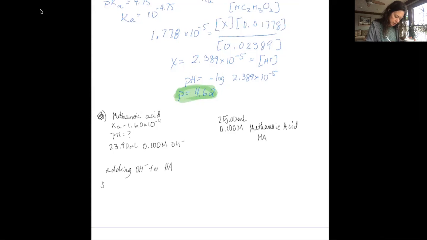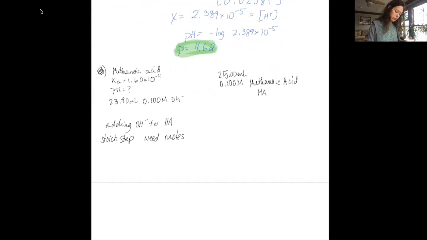We need two steps. We've got the stoichiometry step where we need moles. And we're going to do this easier this time. We're going to do the same type of problem, but a different way. You're going to like this way better. So let's get moles. 23.90 milliliters, every 1,000 milliliters, 1 liter. Every 1 liter is 0.100 moles. Moles of what? Hydroxide. That is equal to 0.002390.